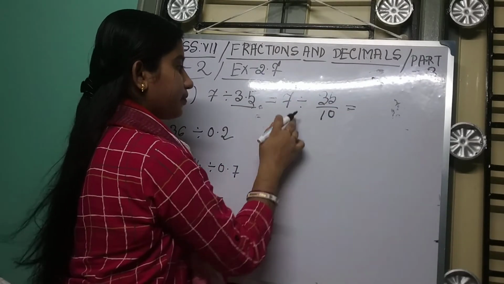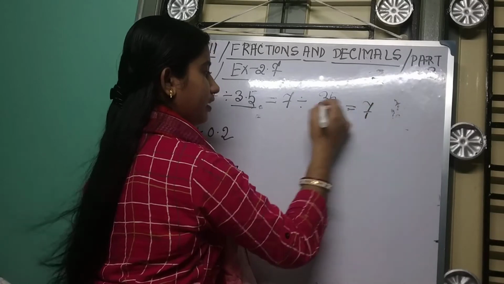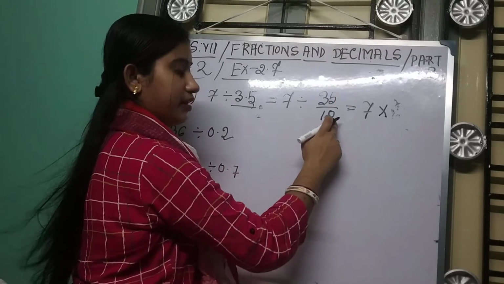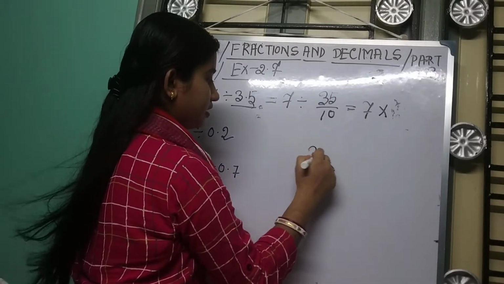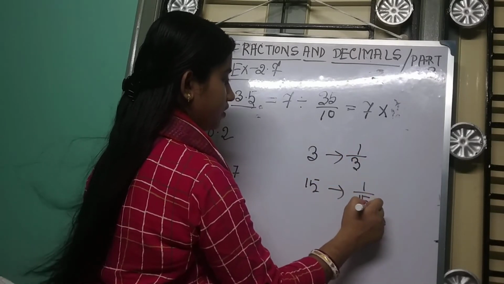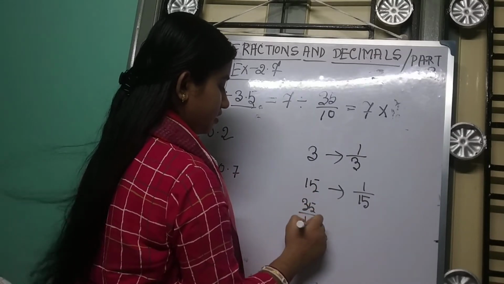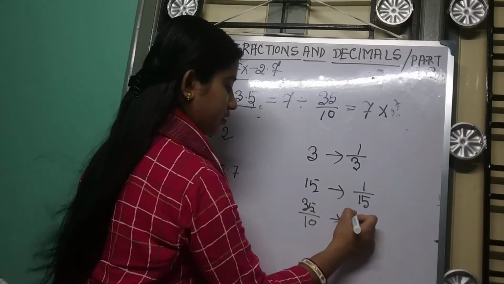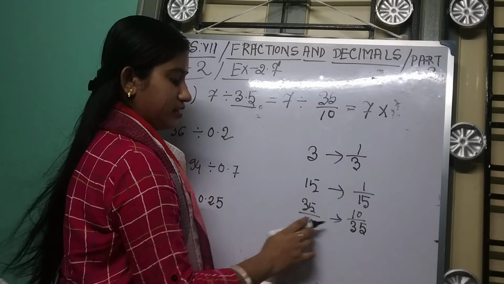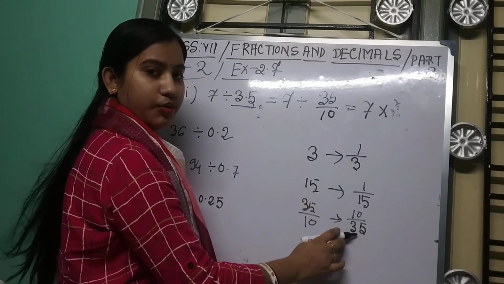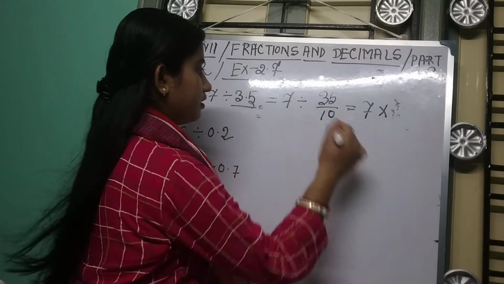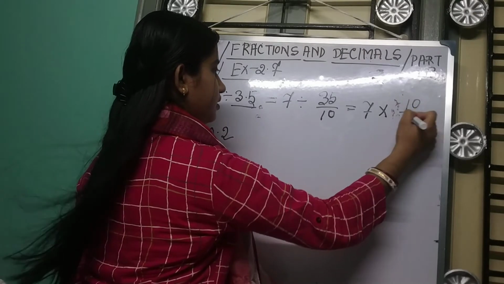Now in the next step we write this sign as multiplication and write the reciprocal of this number. Reciprocal means, the reciprocal of 3 is 1 by 3, of 15 is 1 by 15. So the reciprocal of 35 by 10 means 10 by 35. That means we write the denominator as the numerator and the numerator as the denominator. Then we get the reciprocal of this number. So this is equal to 10 by 35.